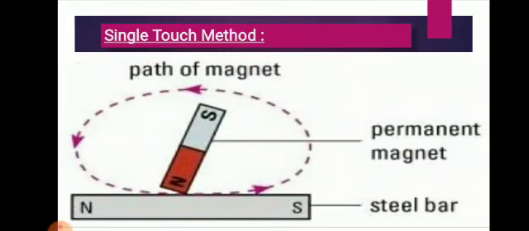Now rub the iron bar with this pole in one direction from one end to the other end. Repeat the process 30 to 40 times, moving the magnet always in the same direction. You can check it after repeating 30 to 40 times. Bring some iron filings or pins near the steel bar or iron bar to check whether it has become a magnet or not. How to check? If it attracts the iron filings or pins, it has been converted into a magnet, and if not, repeat the process for some more time.